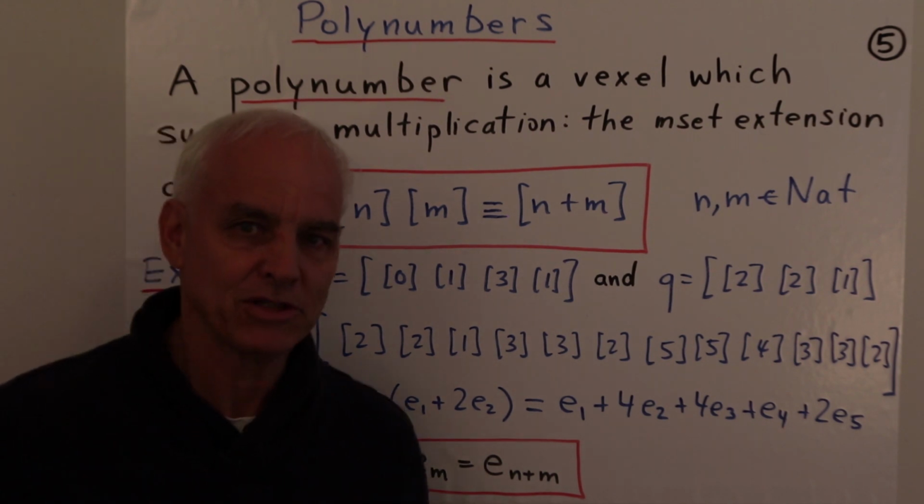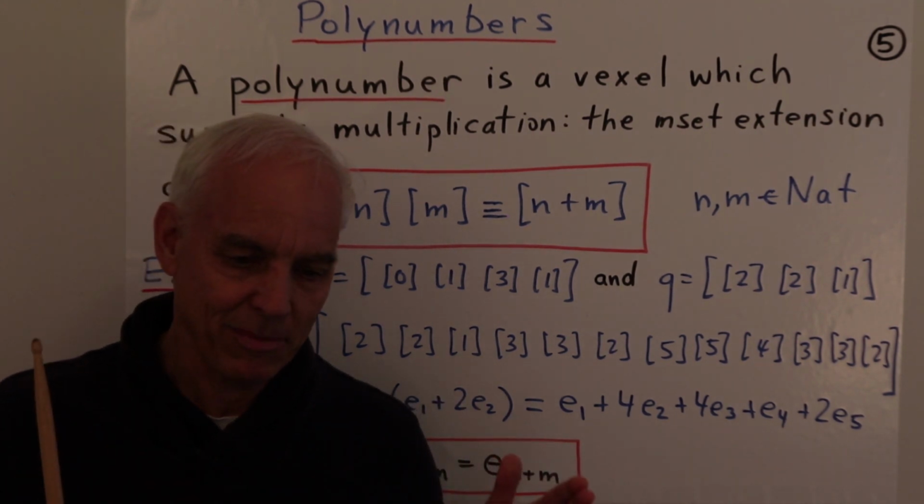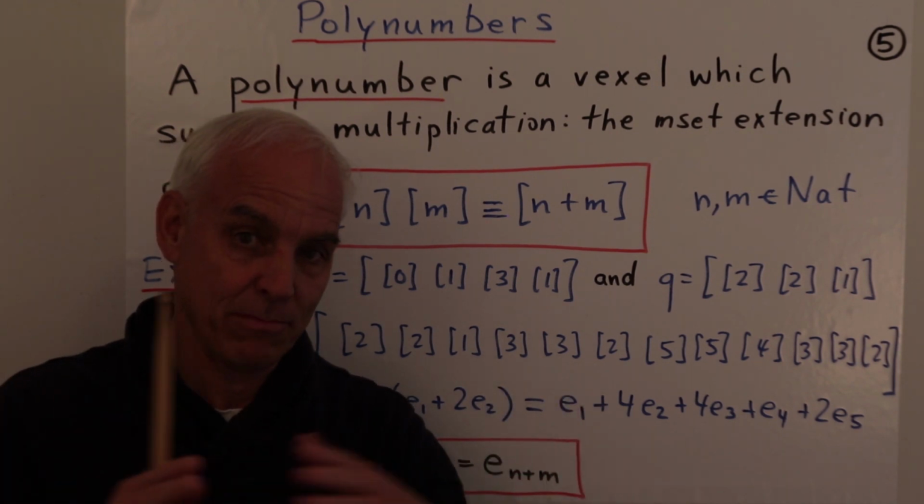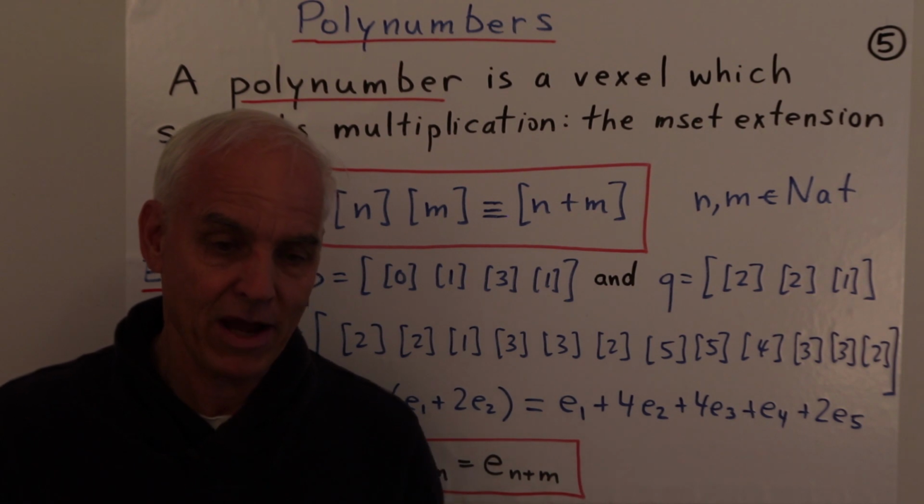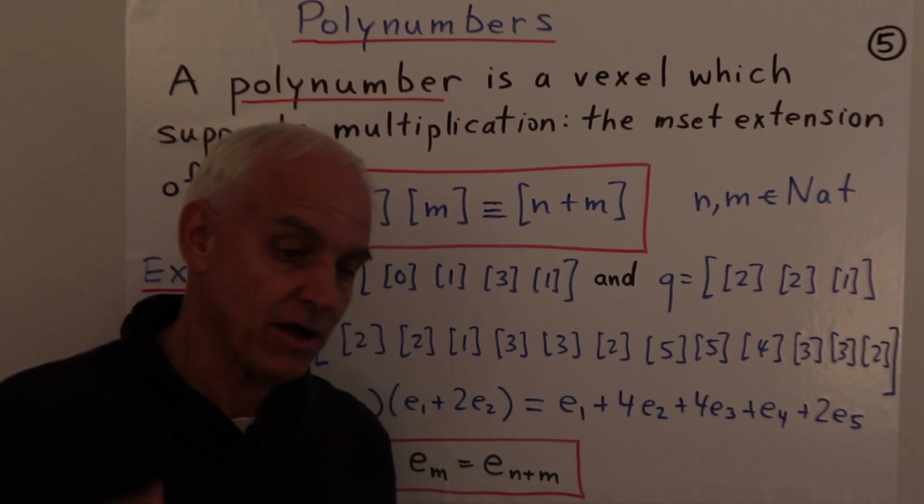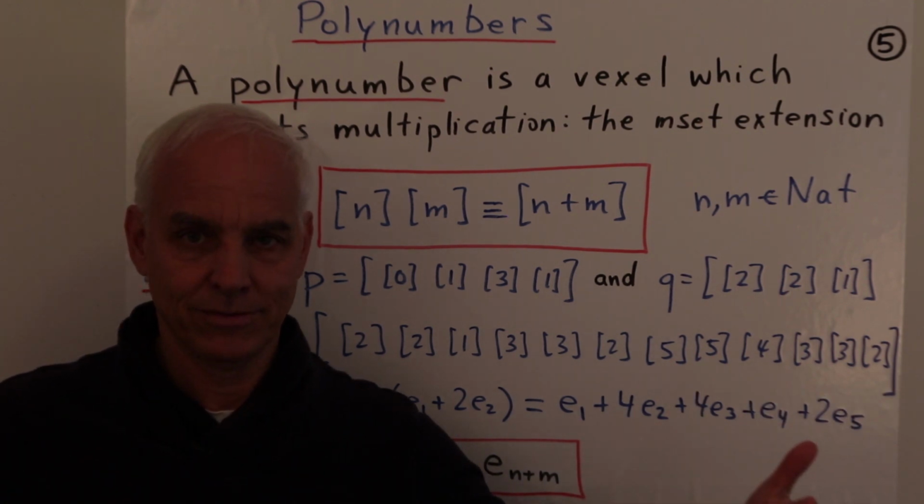So that's how you multiply polynumbers. Polynumbers are just vexels, that is, they're m sets of singletons, and you multiply the polynumbers by just taking all possible products of the singletons in the two m sets.